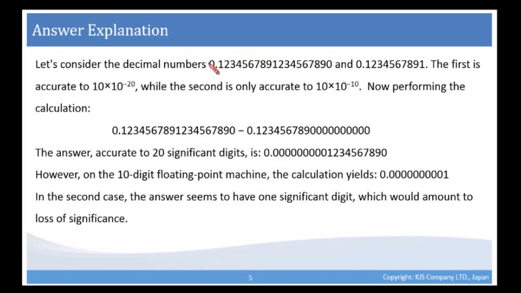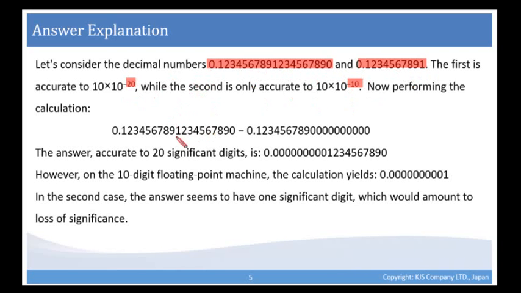So we'll consider these two numbers, 0.123456789123456789, and just 0.123456789. So the first number is accurate to 10 to the minus 20. So the exponent that we have here is minus 20, while the second is only accurate to minus 10. So this shows how accurate our number is. This one we have 20 decimal places of accuracy. This one we only have 10.